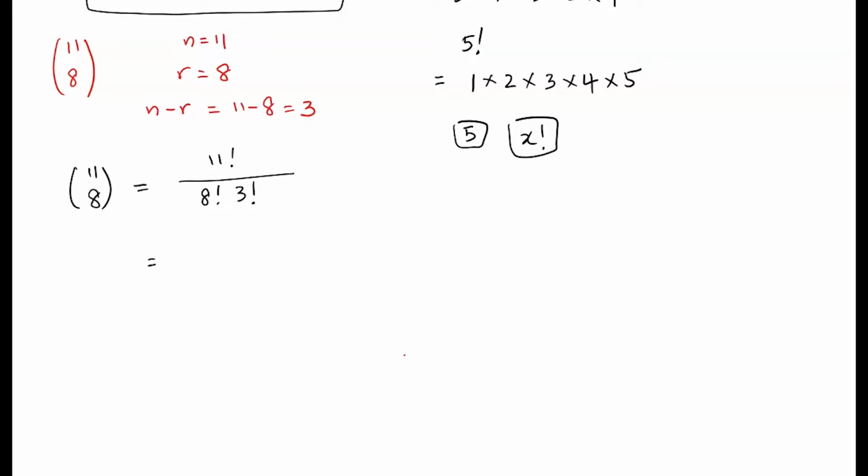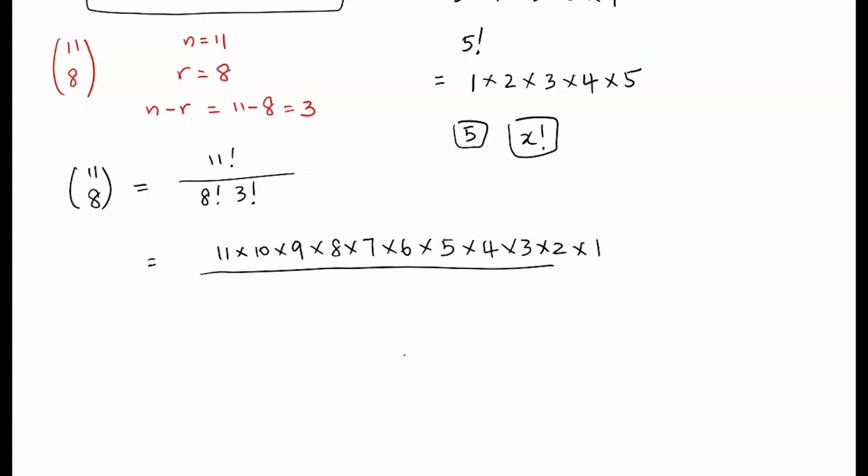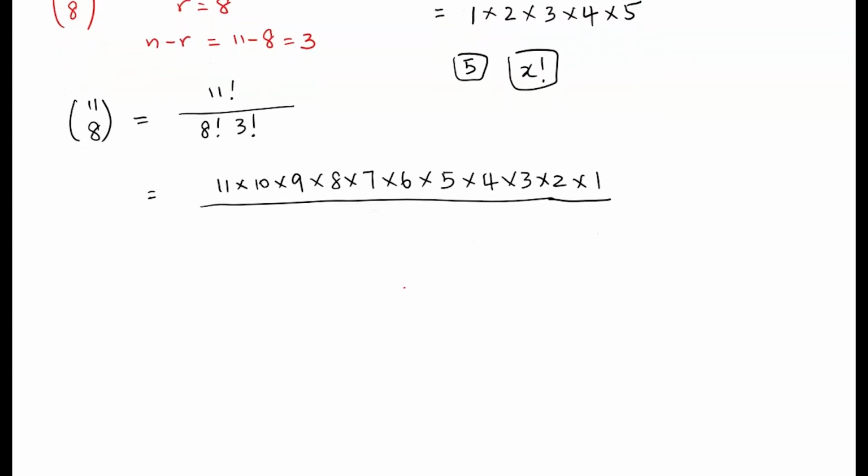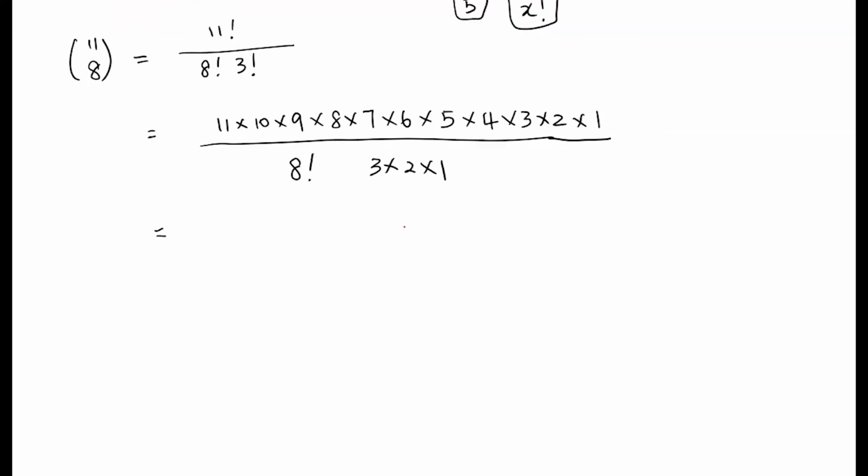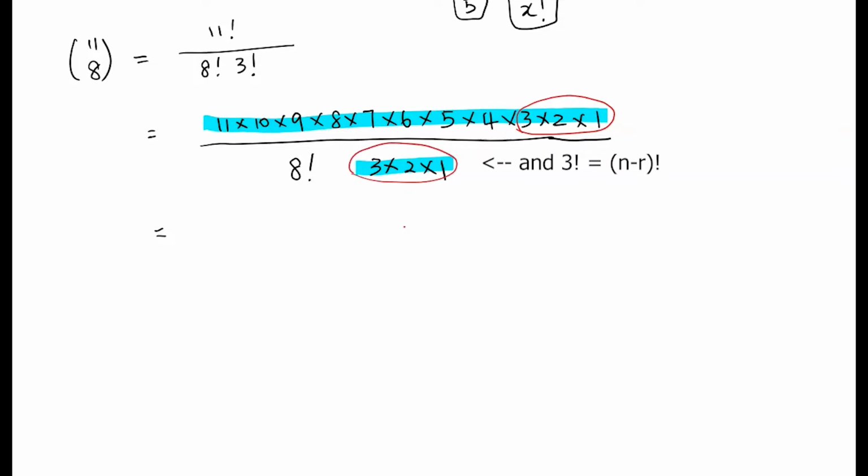Instead, I'm going to simplify all the factorials and show you that we can actually do some cancellation. 11 factorial, we know that it is 11 times 10 times 9 times 8 times 7 times 6 times 5 times 4 times 3 times 2 times 1. 8 factorial, I'm going to leave it alone, but I want to simplify 3 factorial. We know that 3 factorial is 3 times 2 times 1. Next, look at this: this is 11 factorial and this is 3 factorial. But you can see that inside 11 factorial, I have 3 times 2 times 1, which is just 3 factorial.